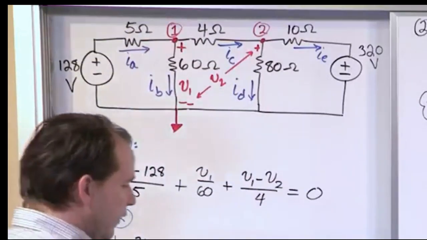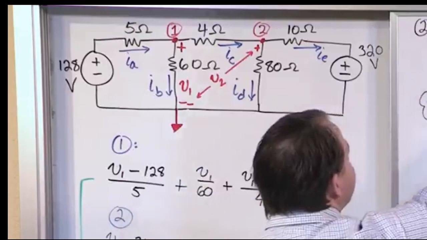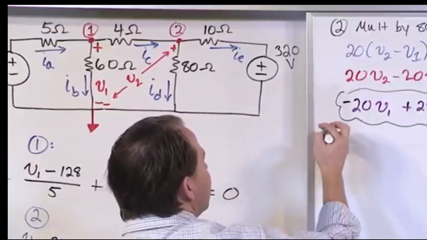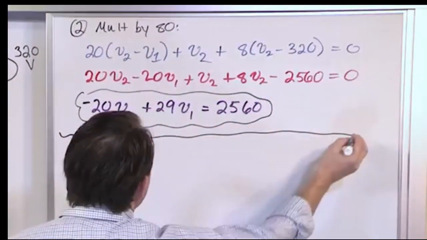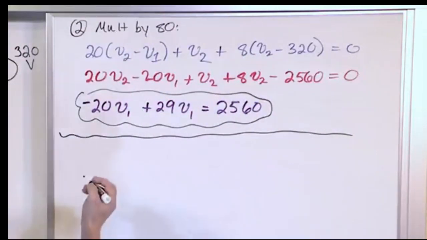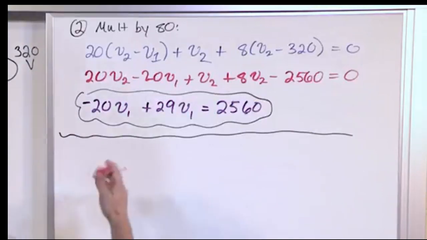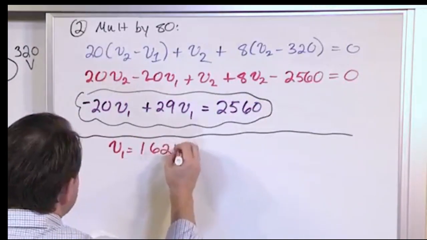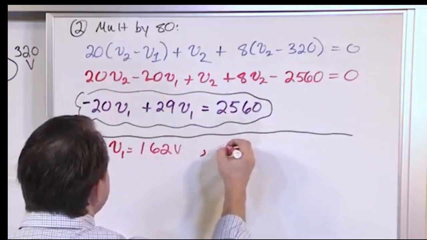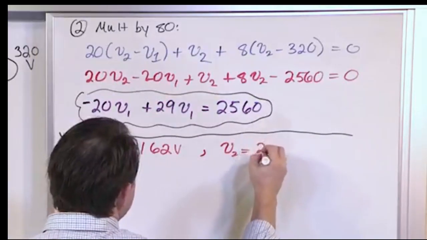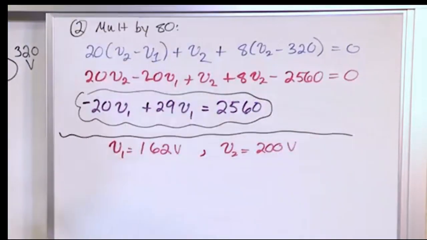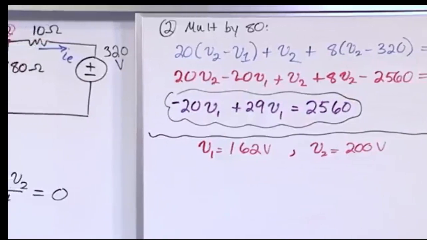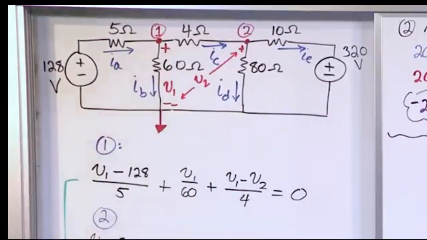So we found what those are. Let me write them. This is part of the solution method here. Let me just block it off, and we'll find the remainder of the problem now. What we have solved for, let me put it in red, is that V1 is 162 volts and V2 is 200 volts. That's what we've solved for. But let's go through now and try to figure out what IA, IB, IC, ID, and IE really are.